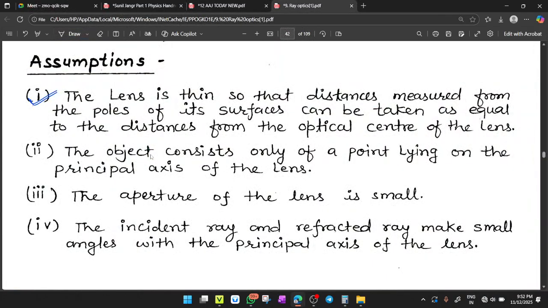Second point, the object consists only of a point lying on the principal axis of the lens. This means you have to consider the object as a point object that will lie on the principal axis. Fine.